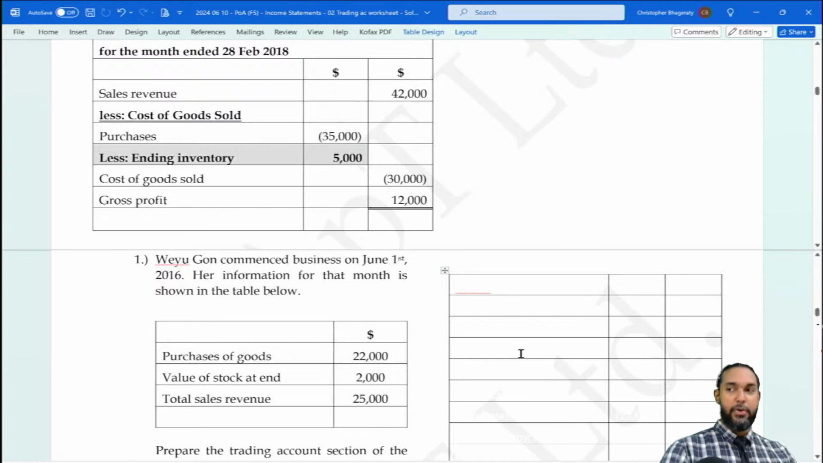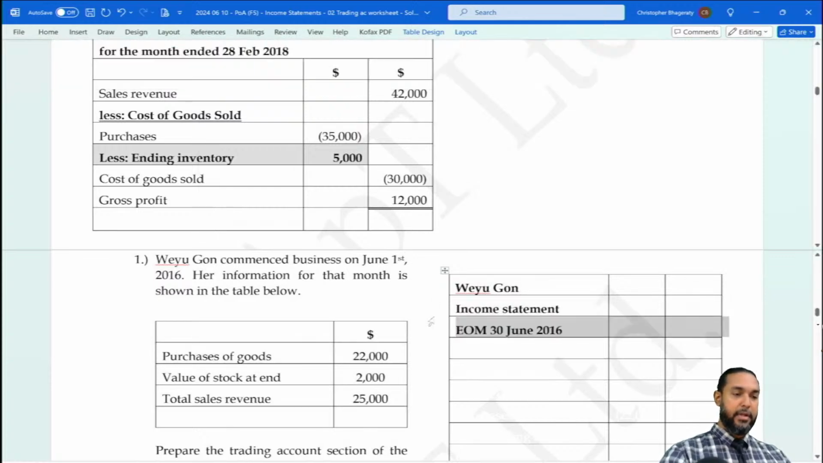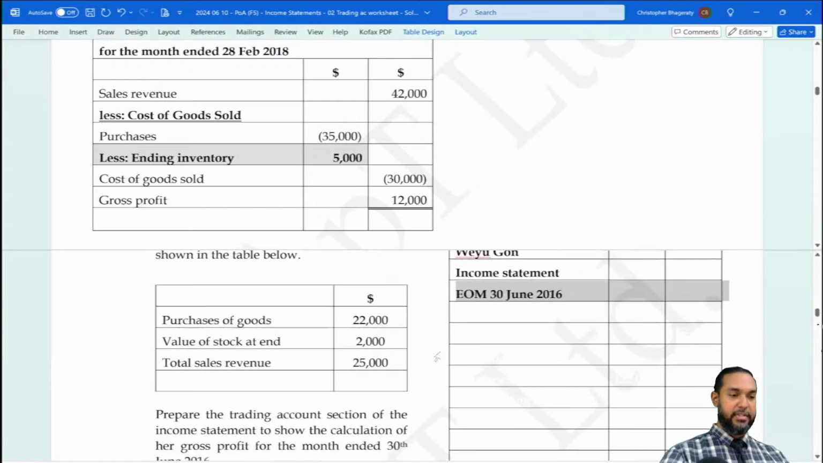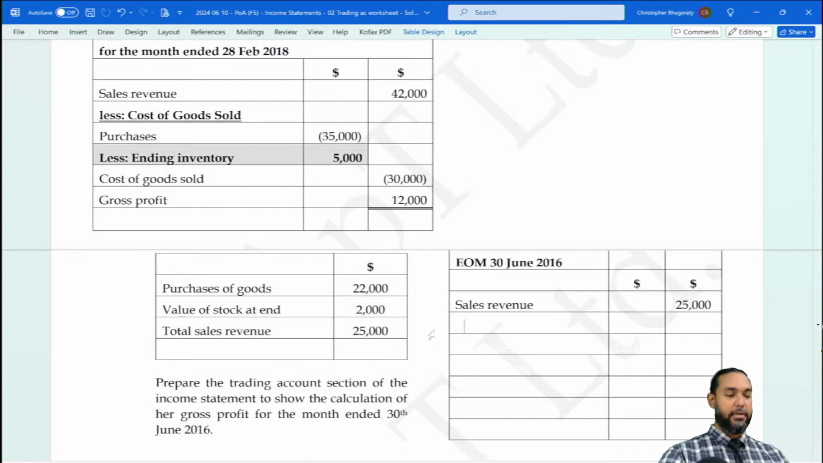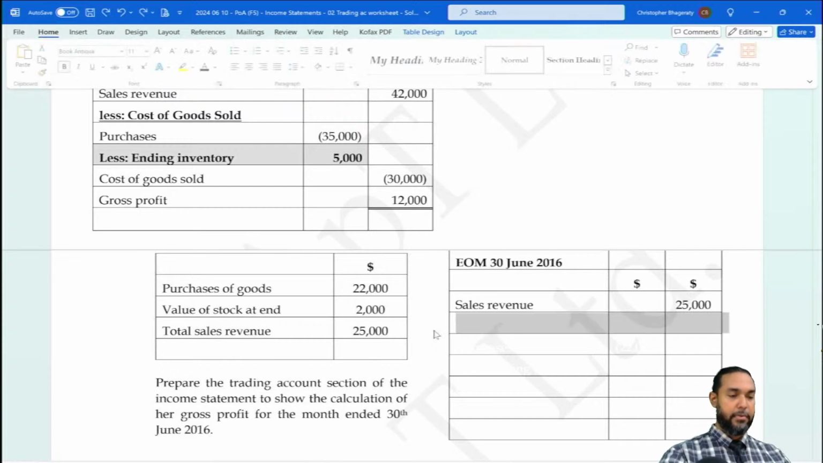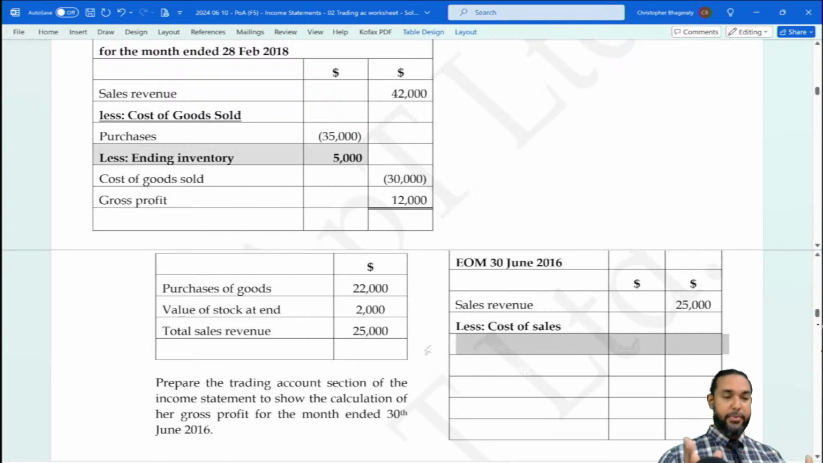Okay, cool. So I want to organize this solution. Right, if it's still working, that's not a problem. So let's go. We have the income statement, end of month June 2016, and we'll put some dollar signs here. Of course we're going to start with the sales revenue, and we're going to subtract the cost of goods sold, or cost of sales. Either one is fine.